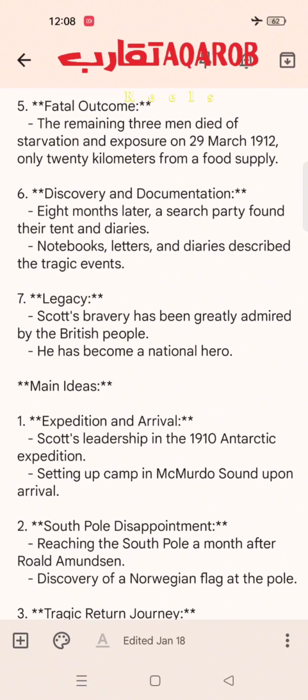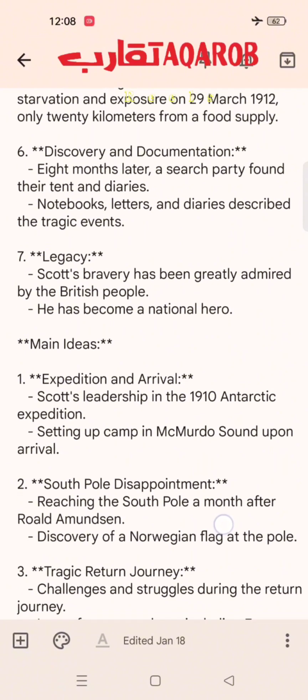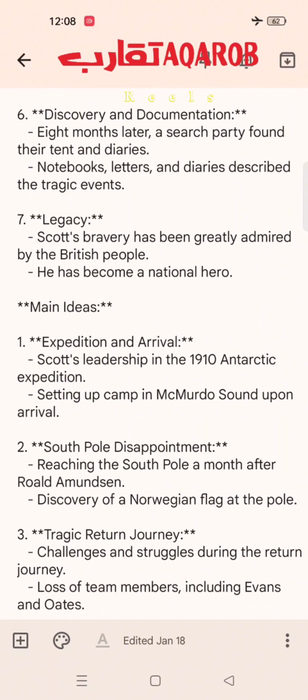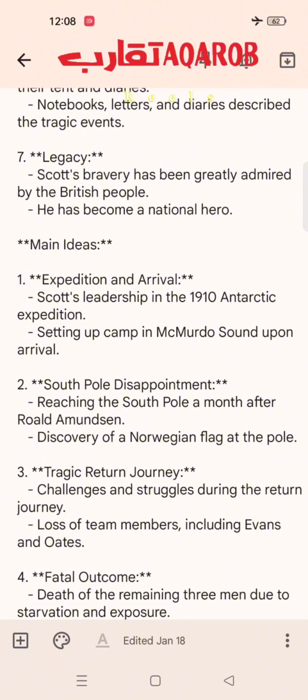Number 5. Fatal outcome. The remaining 3 men died of starvation and exposure on 29th of March 1912, only 20 kilometers from a food supply. Number 6. Discovery and documentation. 8 months later, a search party found their tent and diaries. Notebooks, letters, and diaries describe the tragic events.